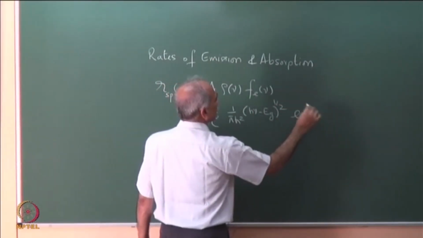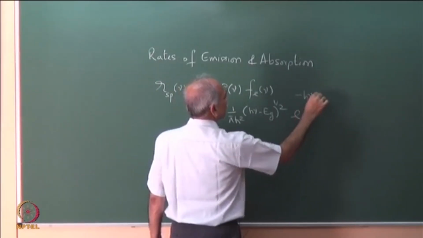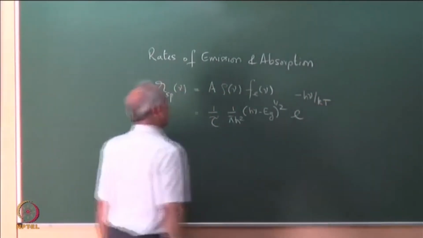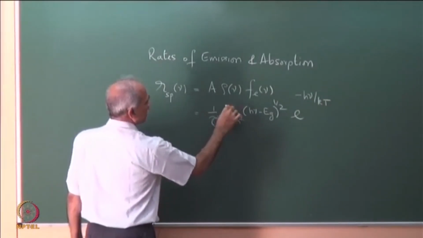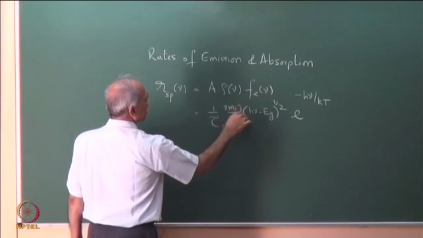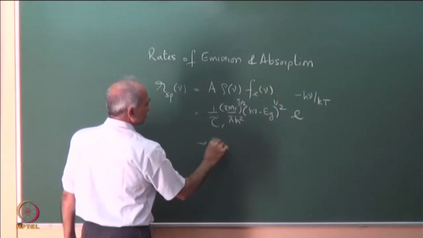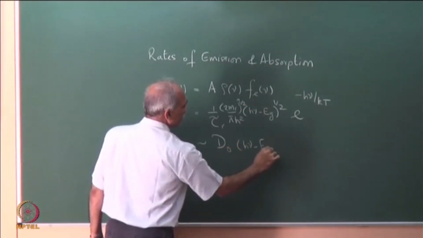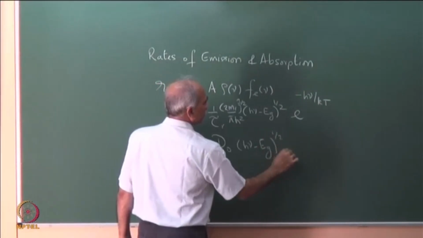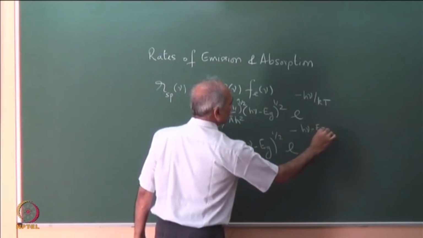we had shown that f_e is approximately e to the power minus h nu by k T, and then we wrote this in the form of twice m r to the power 3 by 2, and we wrote this in the form of B_0 into h nu minus E g to the power half into e to the power minus (h nu minus E g) by k T.